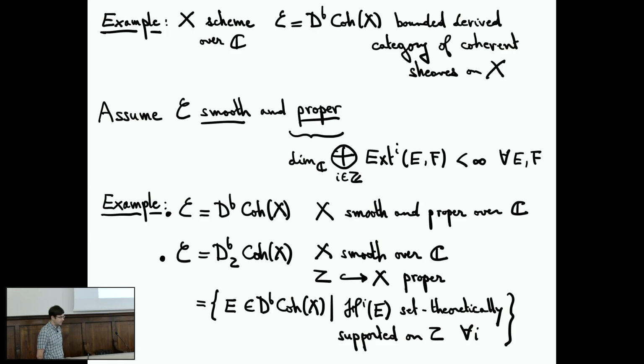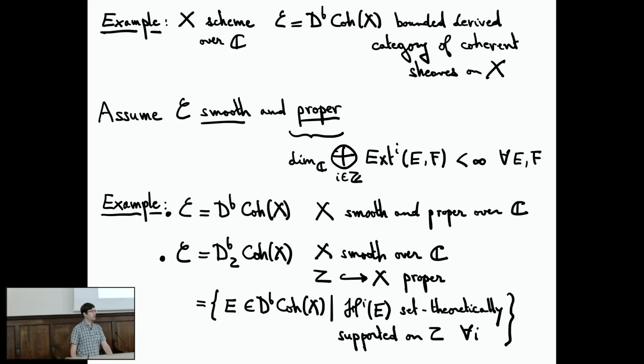And correspondingly, in a proper category, you see a finiteness statement: if you look at the direct sum over i of Ext^i(E, F) for any two objects E, F, this thing is a complex vector space, and it is finite dimensional. So in particular, it is nonzero only for finitely many i, and all of these Ext groups are finite dimensional. Some examples of these very nice categories are, for example, the derived category of coherent sheaves on X, where X is a smooth and proper algebraic variety over C.